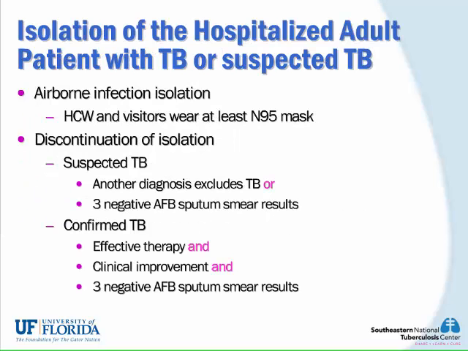So based on those risks, adult patients that are admitted to the hospital with TB or suspected TB should have airborne infection isolation. That means that they should be placed in negative pressure rooms, what we call the A2 rooms, and all of the healthcare workers and the visitors entering the room should wear N95 masks.